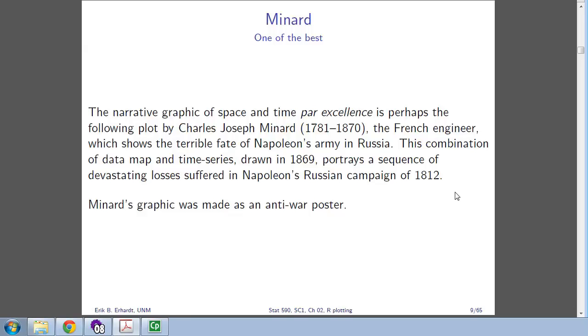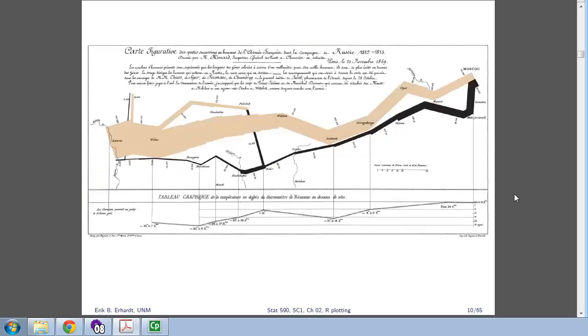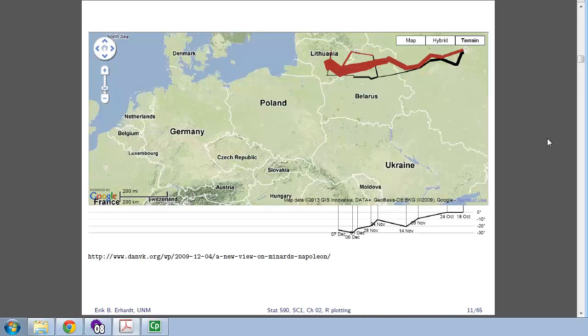So Minard has produced a very popular plot to discuss in data visualization. There's a lot of good things about it, and there are some criticisms. Many of you have probably seen this. It is Napoleon's march on Moscow, where they start, in fact, I usually need this plot here. In Lithuania, they head east to Moscow and then they retreat.